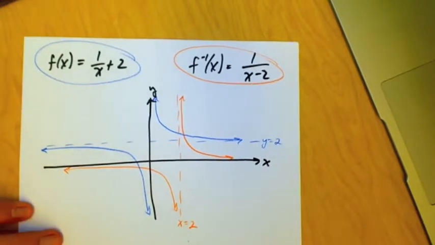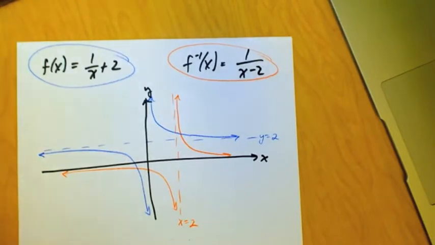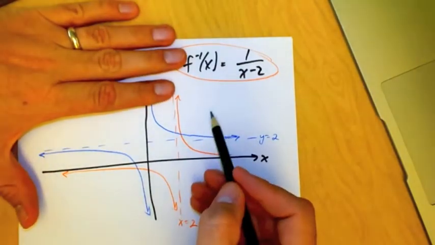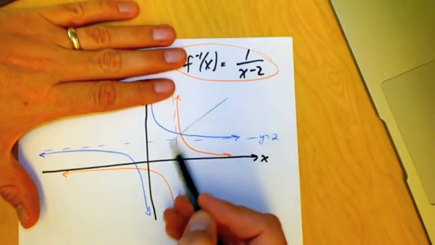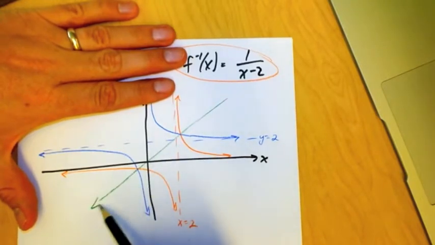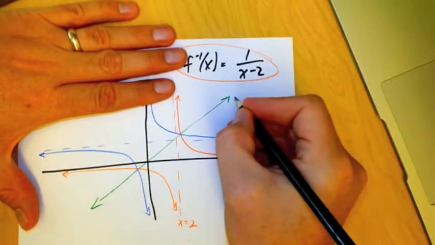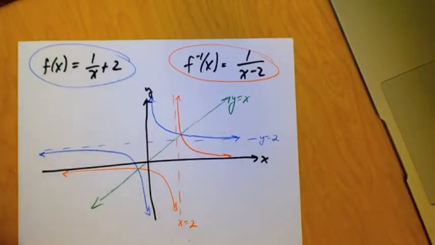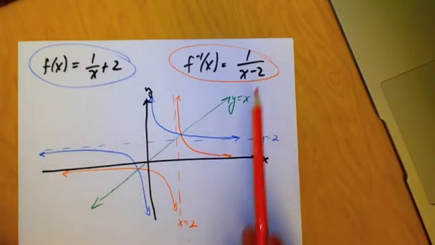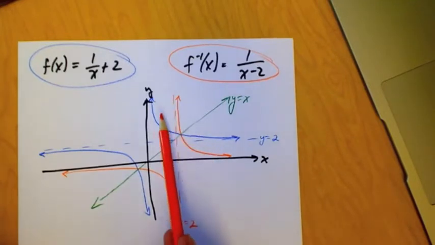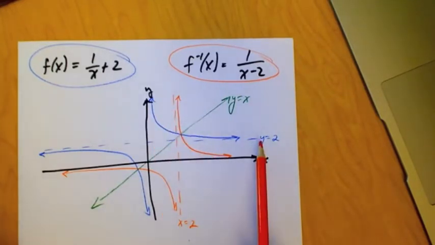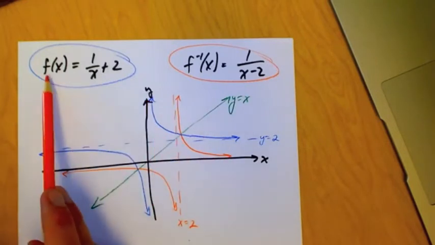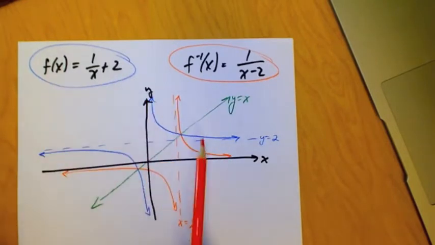Okay, and it's not perfect here, but what you want to be able to see is that the line y equals x should be a line of symmetry, so that if you reflect the orange function, the inverse function, over the line y equals x, we should get to the original function, which is f of x. And the same thing going back and forth.